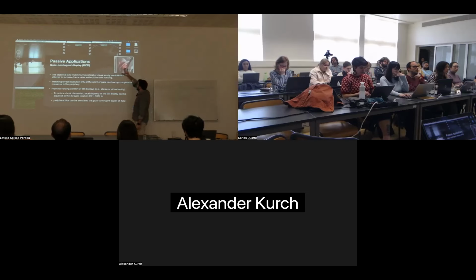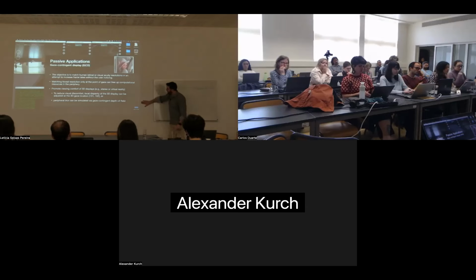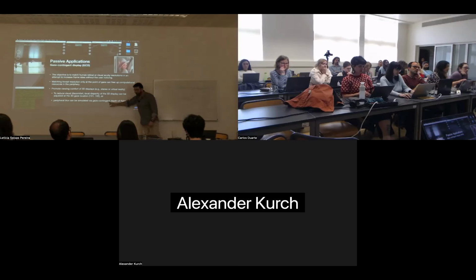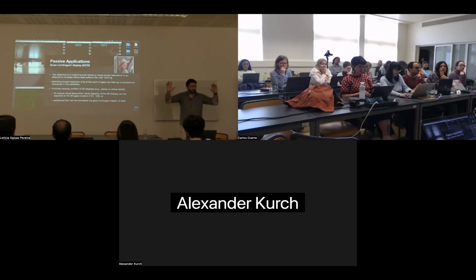It also applies to the dimensional, to the position of the eye, but also applies to the depth of field. So if we manipulate the depth of field, so rather the contrast in the center, we manipulate the blur in the peripheral view, we can also reduce the discomfort.